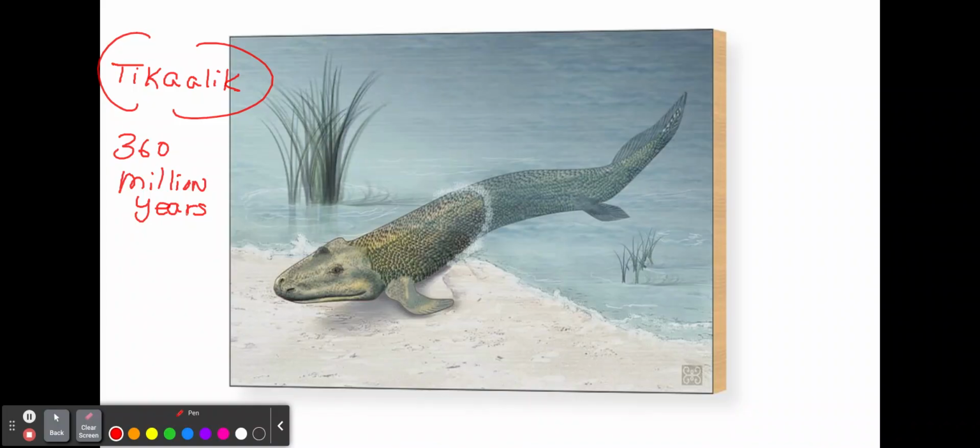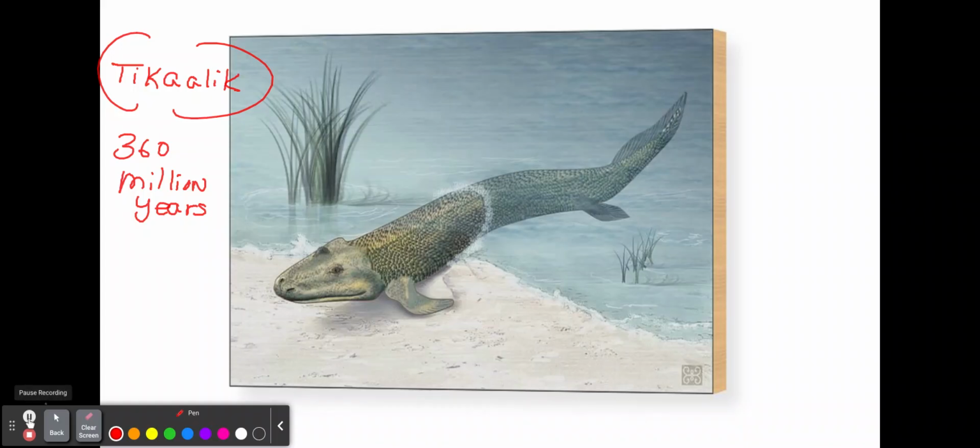Tiktaalik would have had more of a camera-type eye that could focus light and see better than the compound eye of insects. So again, you can argue about what were the first animals to see the world. Maybe insects were the first, like the dragonflies, or the one with the camera type eye that can see more clearly would have been Tiktaalik.